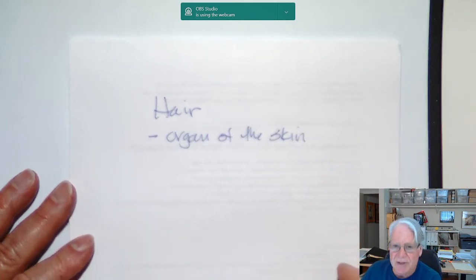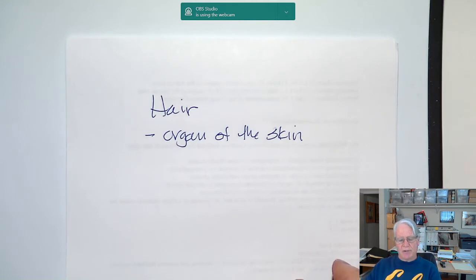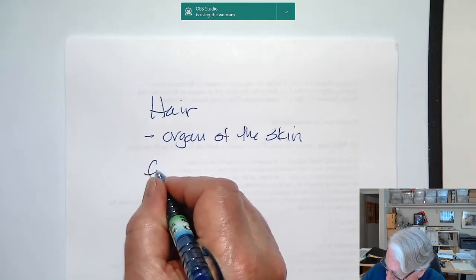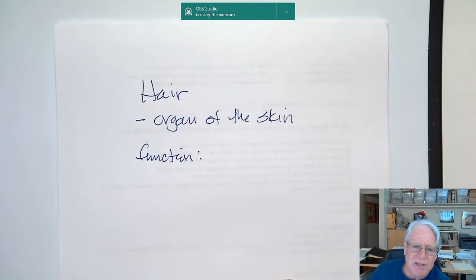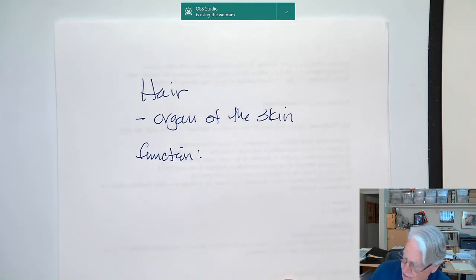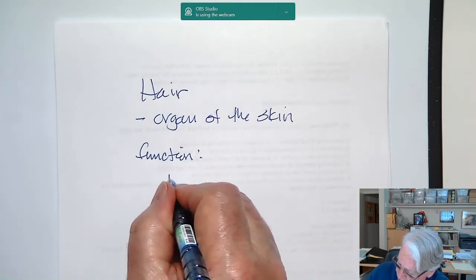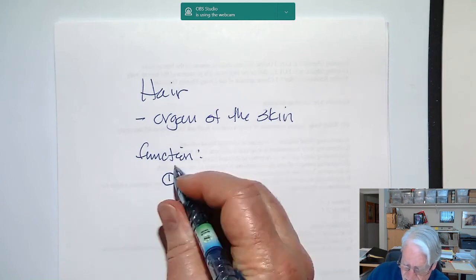So it's considered to be an organ of the skin. And what is an organ again? Two or more types of tissues functioning together to perform a particular function. As when we take apart the hair and look at it, we'll see it fits that description. So what is the function of hair? Why do we have hair? And in fact, why do we have less hair than other mammals? That's also a very interesting question, but let's first just address what this class is about.